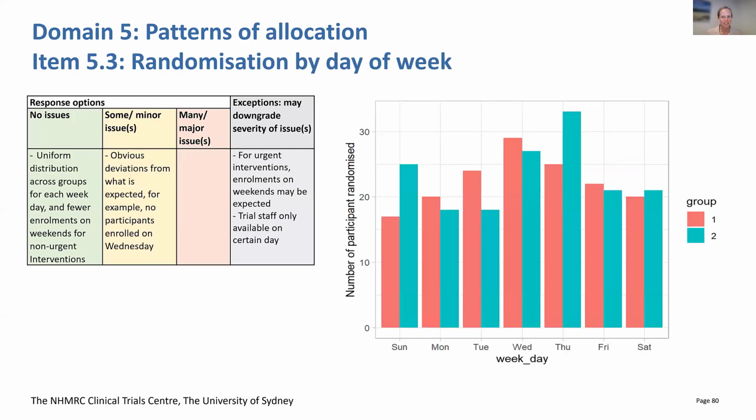Another one with randomization here is relating to the day of week, that Lena mentioned before. So this plot is showing participants allocated to group 1 and group 2 on each day of the week. And I should say for this trial, it's not an urgent intervention. It is just a run-of-the-mill standard, non-urgent intervention. So let's have a look now what people think.